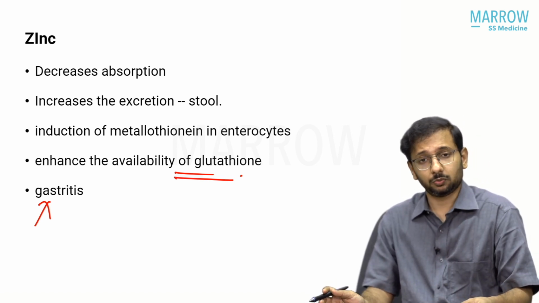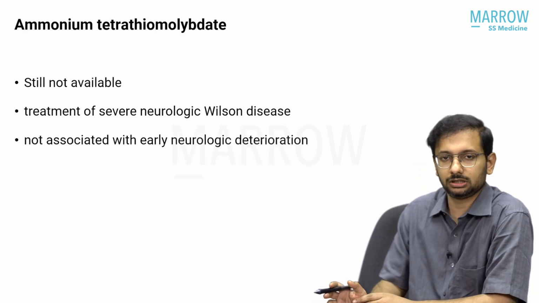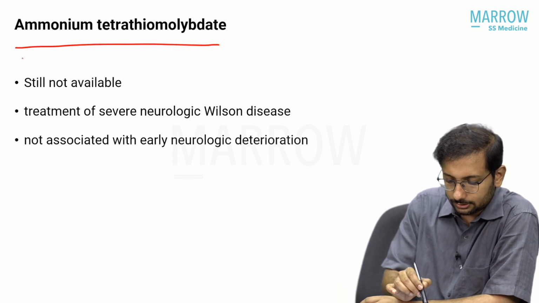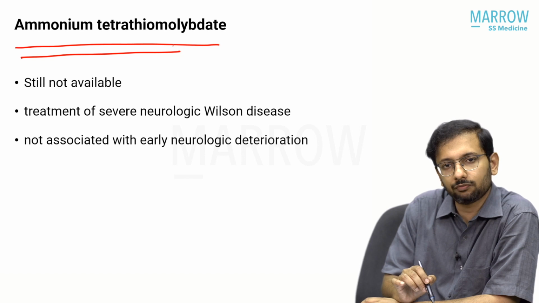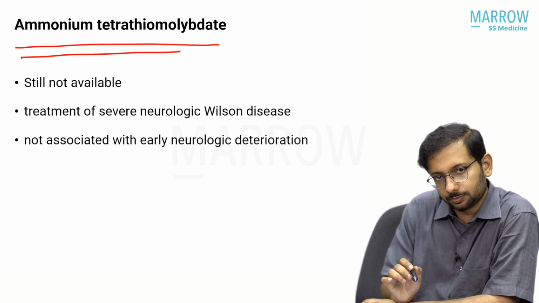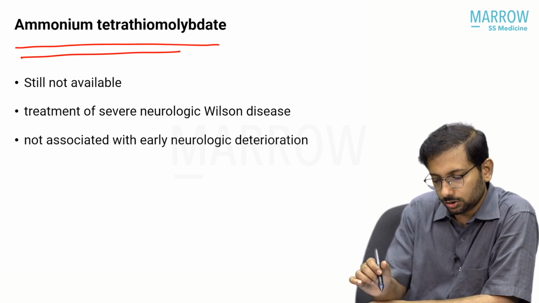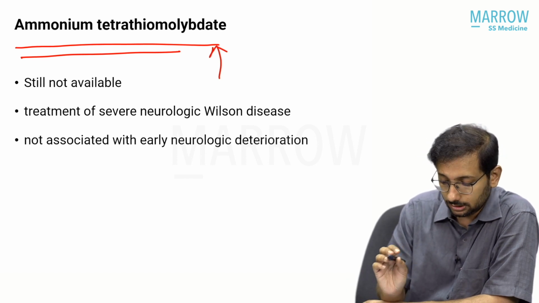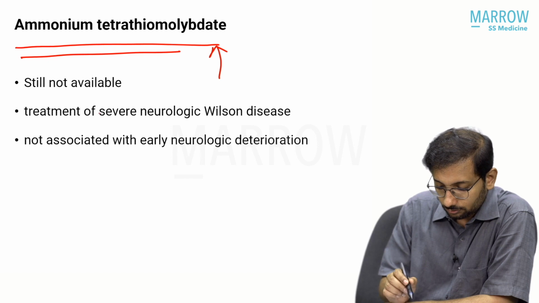Now coming to another one, which is still not in the market, ammonium tetrathiomolybdate. And this is the only drug where you do not have neurological worsening with respect to Wilson's disease. So for neurological Wilson, this is touted as a drug of choice. However, it has not been approved and this is still in the works. It's not available yet.